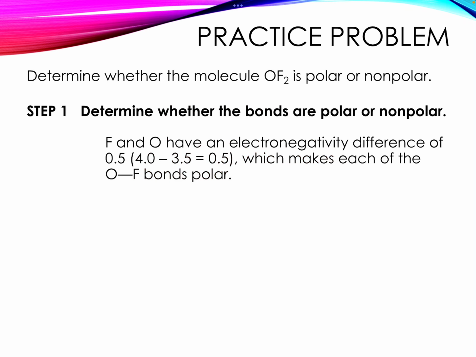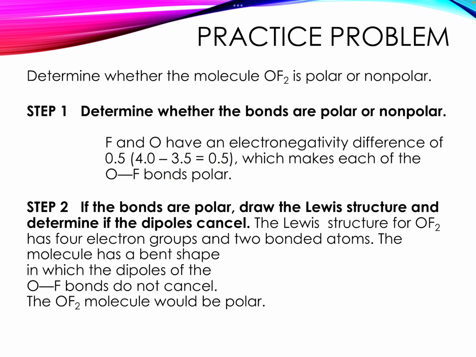All right, I want you to try this one. Determine whether the molecule OF2 is polar or nonpolar. Okay, so the first step is, before you can even draw it, I usually draw it first, but I would figure out whether these bonds are polar or nonpolar, right? And if the bonds are polar, then you can draw the Lewis structure. You can also do it the other way around. Doesn't matter, but you're going to need to do these in some order. So let's draw our Lewis structure. So OF2. If we draw our Lewis structure, it's going to look like this.